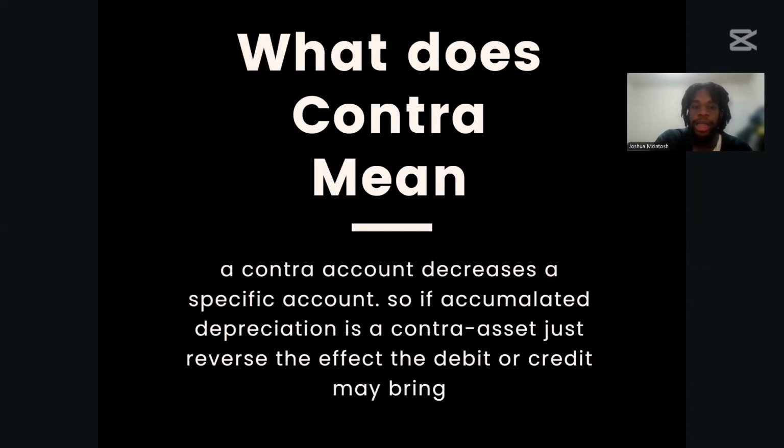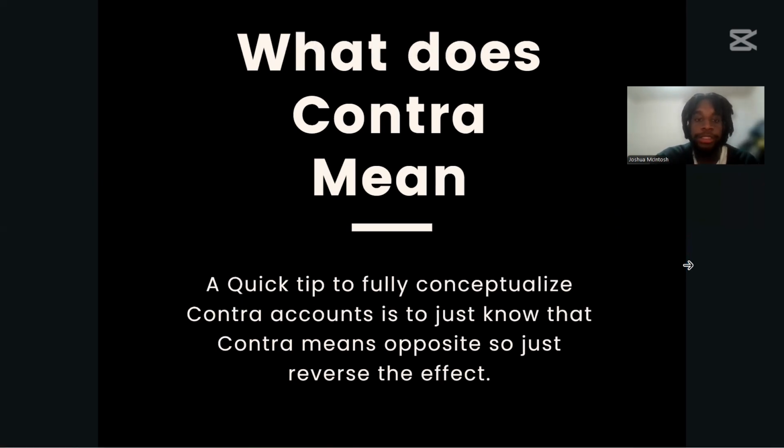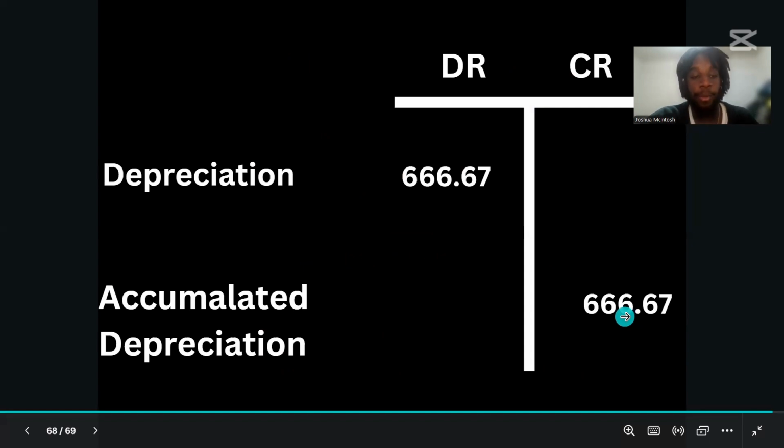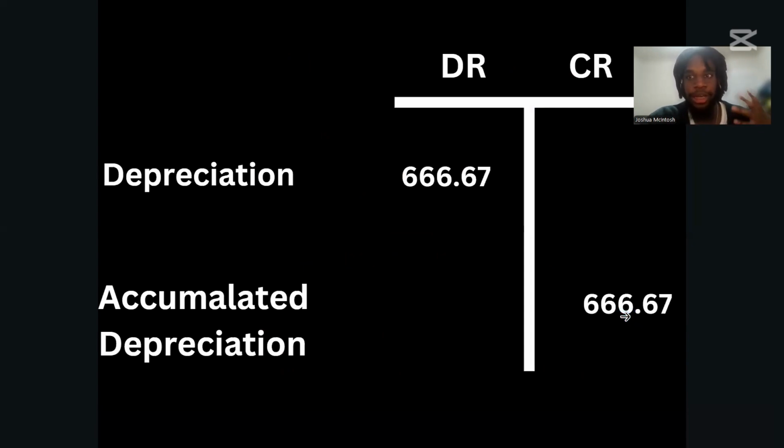So if accumulated depreciation is a contra asset, we just reverse the effect the debit or credit may bring to the regular asset, and we would know whether to credit or debit our contra asset. A quick tip to fully conceptualize a contra account is just know that contra actually means opposite. So just reverse the effect. Just do the opposite, and your mind will understand what's going on. And that's going to solve the problem for you without going down the rabbit hole of accrual accounting.